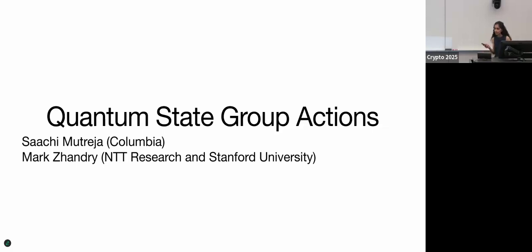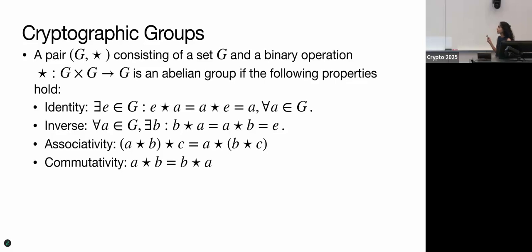Okay, I'll be talking about quantum state group actions, and this is joint work with Mark Zandri. So I'll start by talking about groups and how they're used in cryptography. In this work, we'll consider abelian groups. A group is a pair (G, star) consisting of a set G and a binary operation star, which takes two group elements and outputs another group element.